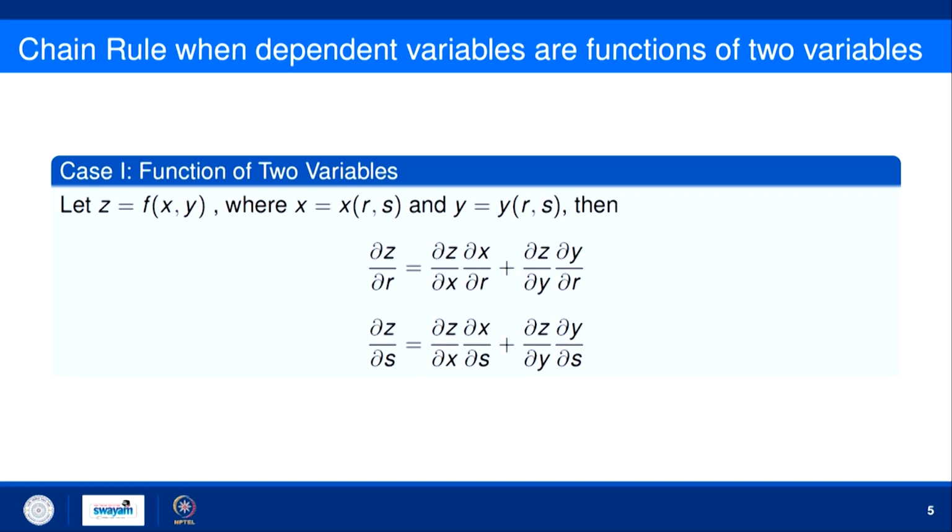Now, see if you have a function of 2 variables, say z is a function of x and y, and x is a function of another 2 independent variables r and s, and y is also a function of r and s, then how can you compute del z by del r or del z by del s? So, see, these things are very easy to understand. Z is a function of x and y over here, and x is again some function of r and s, and y is again some function of r and s. R and s are independent variables.